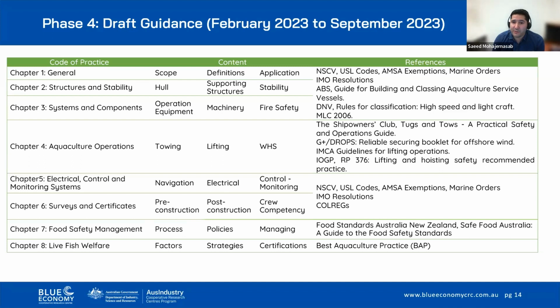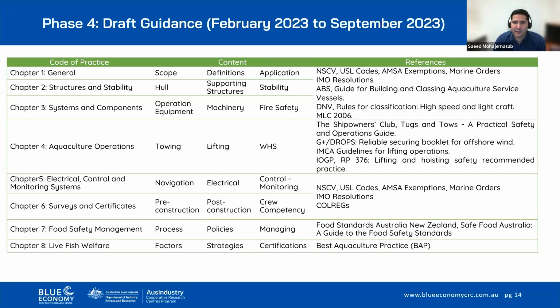Chapter 4 is around aquaculture operations. We focus on the different significant operations, including towing, lifting, crane operations, and net cleaning in this chapter. We referenced and brought in some notes from existing similar guidelines from similar industries such as oil and gas and offshore wind guides regarding crane operations, lifting, hoisting, towing, as well as some work health and safety requirements.